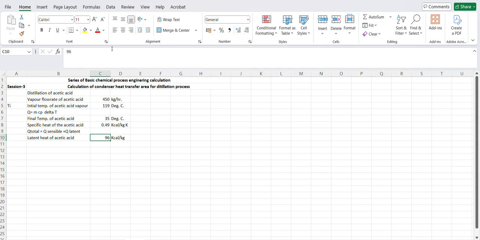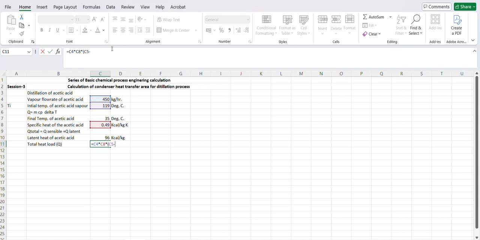So based on this we calculate the total heat load, that is Q. Q is equal to m into Cp into delta T, which is the final temperature minus the initial temperature, or boiling point of the liquid, plus the latent heat, which is m dot lambda.